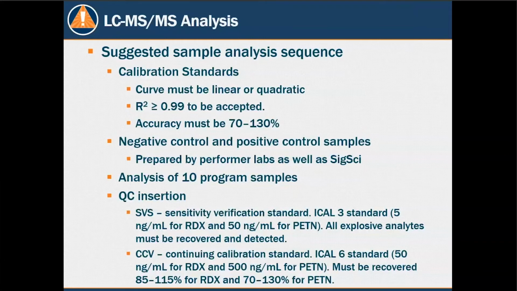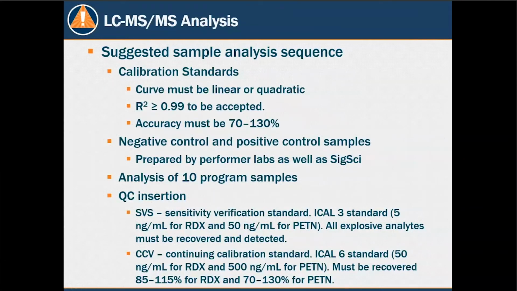The R squared had to be at least 2 nines to be accepted, and I think that was never an issue. And the accuracy over all the points had to be plus or minus 30%, so between 70 and 130. After we ran the cal curve, we injected all the QC samples that were included.